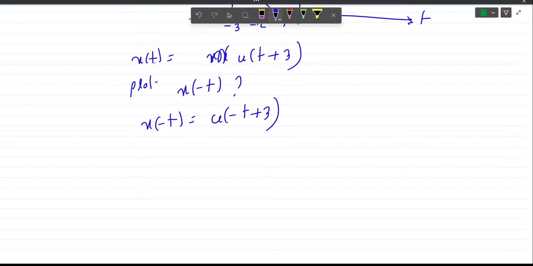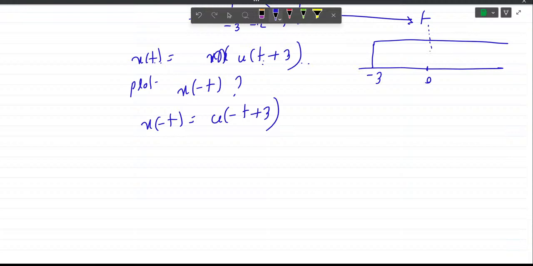Okay, so how will you plot? First of all, plot the x of t. The x of t, u of t plus 3, means advanced by 3 units, so it looks like 0, 1, 2, 3. Because u of t starts at t equal to 0, but u of t plus 3 means u of t advanced by 3 units. So like this. Now you fold about the origin.